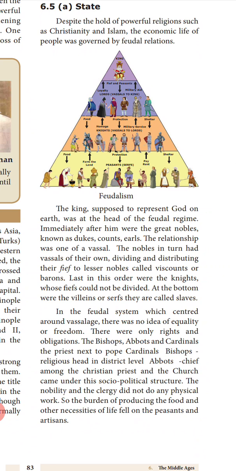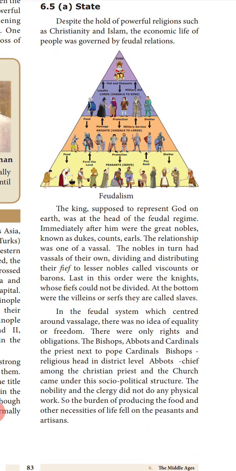There were only rights and obligations. The bishops, abbots and cardinals, the priest next to the pope. This is a feudal system in the church. That is in the state, this is in the church. Pope, bishops, abbots and cardinals. The priest next to pope, cardinals, bishops, religious head in district level, abbots, chief among the Christian priests, and the church came under the socio-political structure. The nobility and the clergy did not do any physical work. So the burden of producing the food and other necessities went under the control of the peasants and artisans.